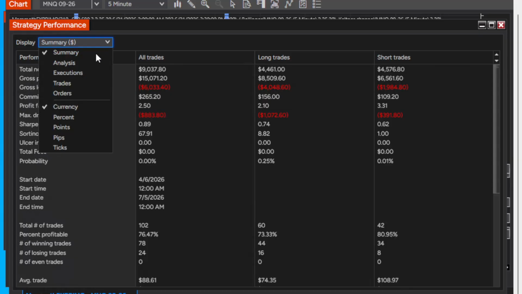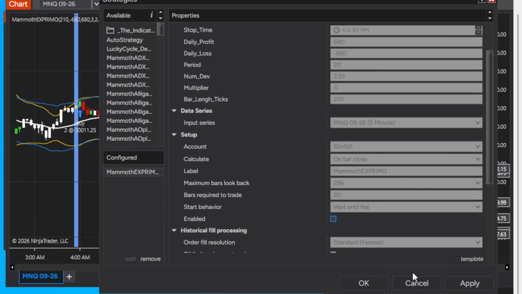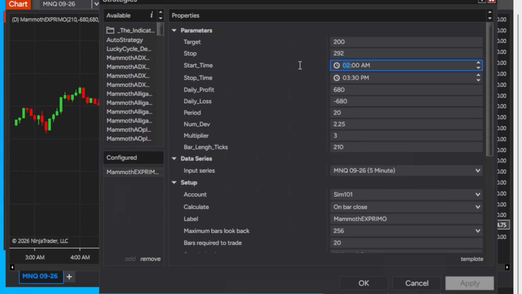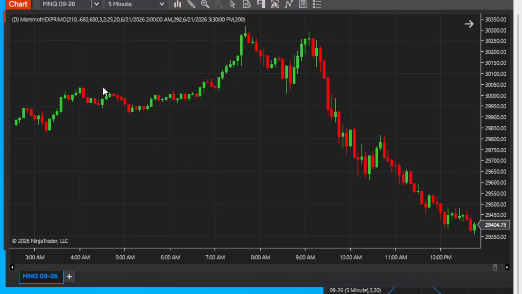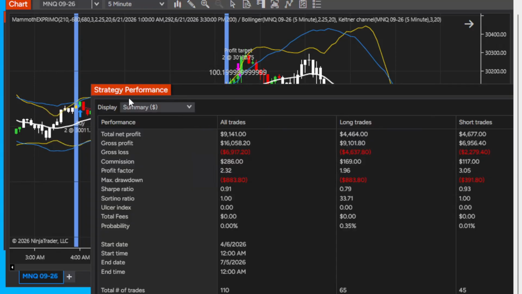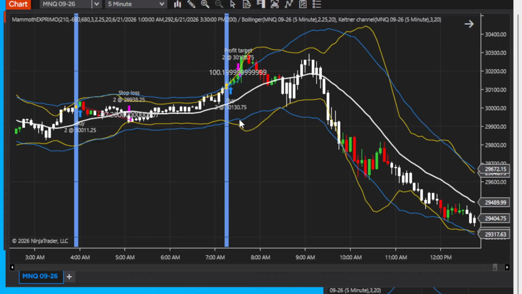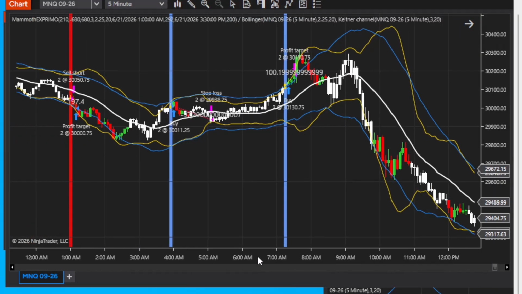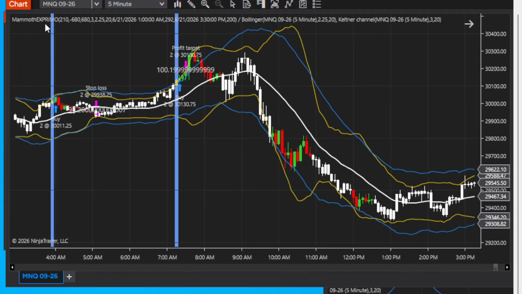Okay, but this is just a way to optimize the settings. By default, I let it start trading at 1, right? And you can see there's not that much of a difference in the net profit, and the drawdown is the same. So, anyways, this is just a little preference that I have for this strategy called the MammothEXPRIMO.